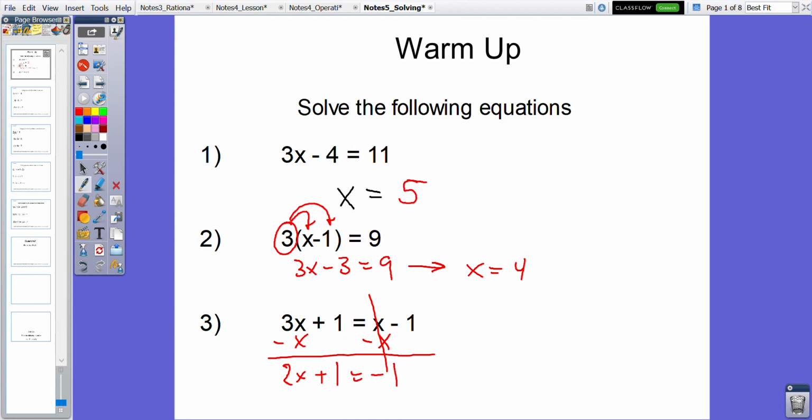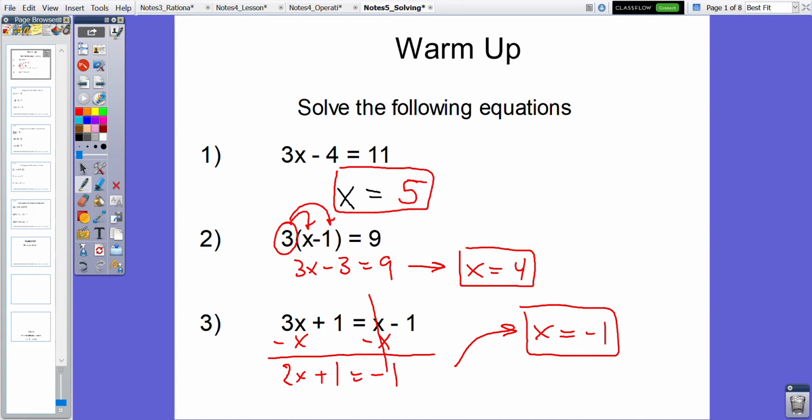Okay, and if we solve this equation correctly, we should end up with x equals negative 1 as the solution for that equation. Okay, so here are the 3 solutions in the boxes that I put out here. Now let's go ahead and solve equations using the properties but not really writing them out.